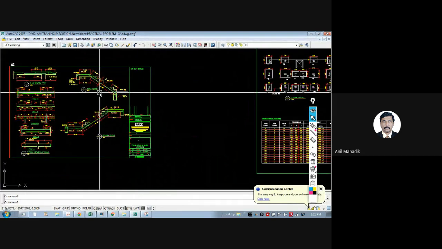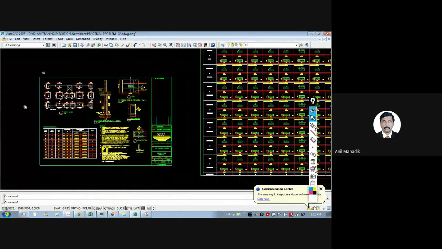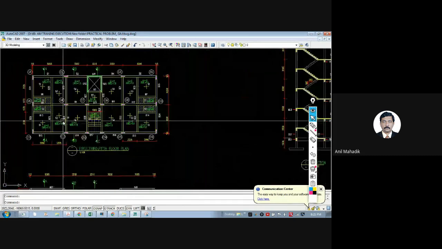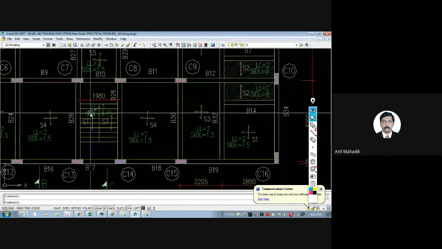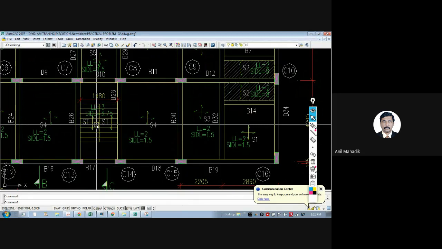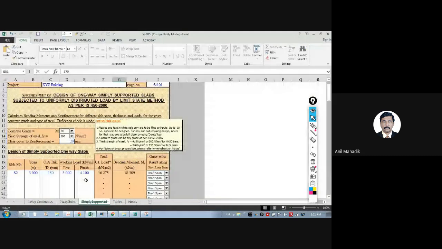Now, if you want to design the staircase slab, staircase slab is generally a one-way slab. If you look at this direction of the slab, you can see this is a one-way slab. And you can design this as a simply supported one-way slab. So this case you can consider here in this.